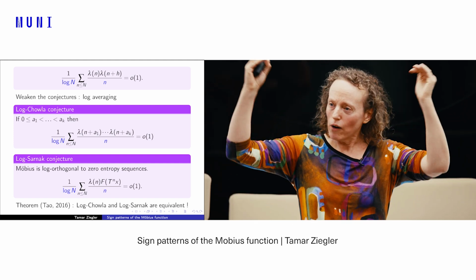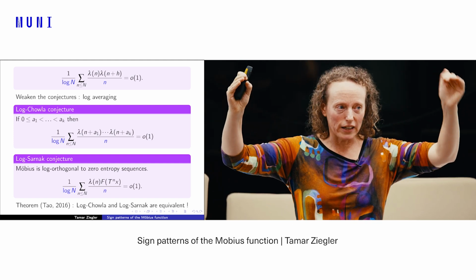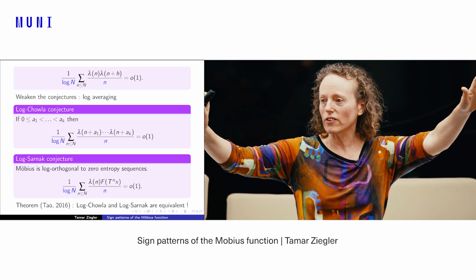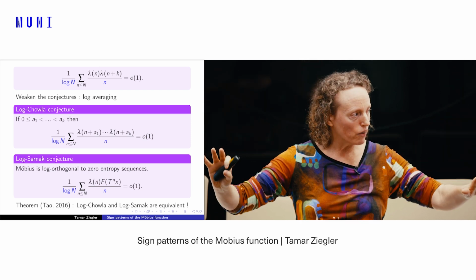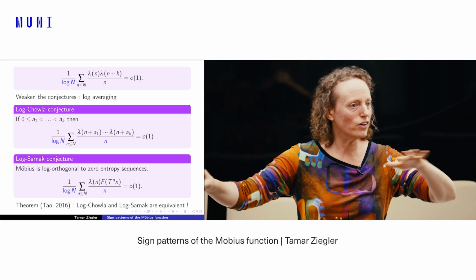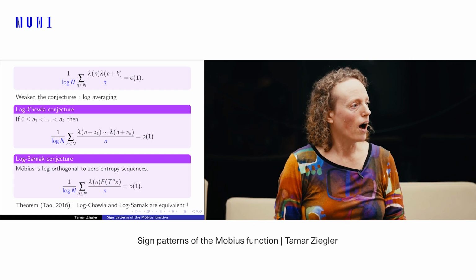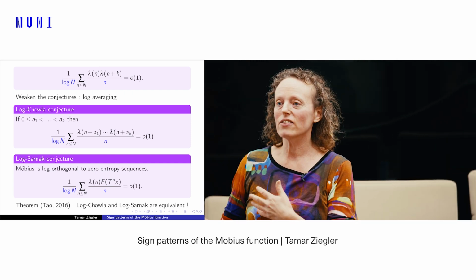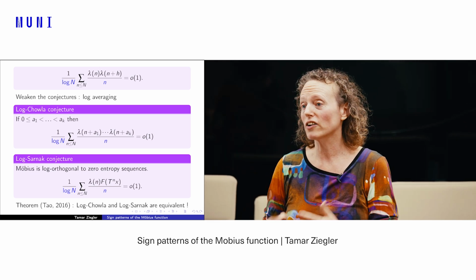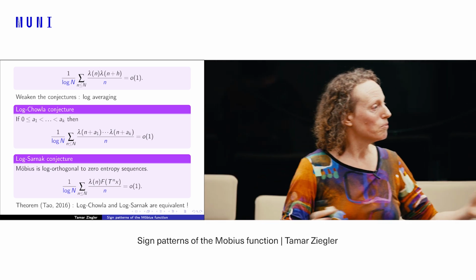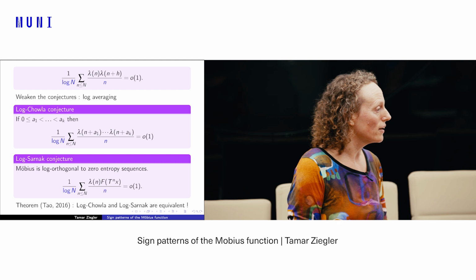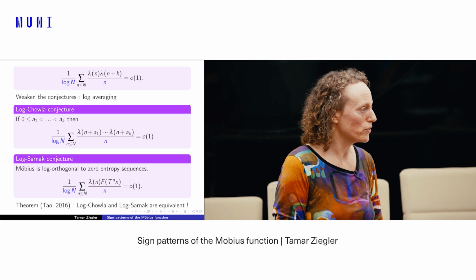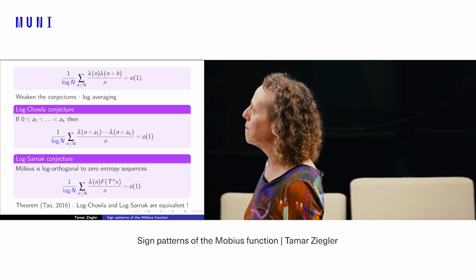Okay, so without logarithmic averaging, they're not equivalent. Chowla's conjecture is stronger than Sarnak's conjecture. But if you allow the relaxation of logarithmic averaging, then these two conjectures are equivalent. So if you can solve the log Sarnak conjecture, or the log Chowla conjecture, each of them would imply exponential growth in the number of patterns. Okay.